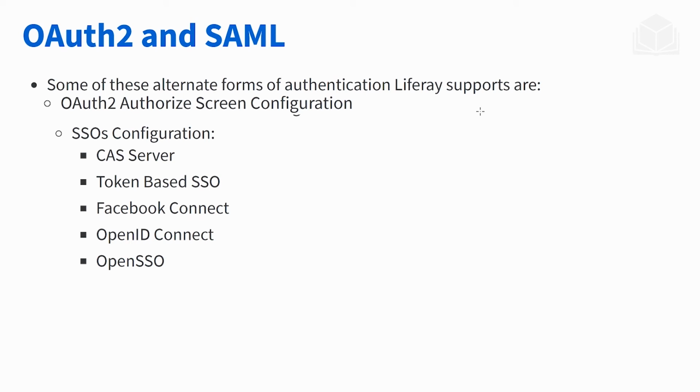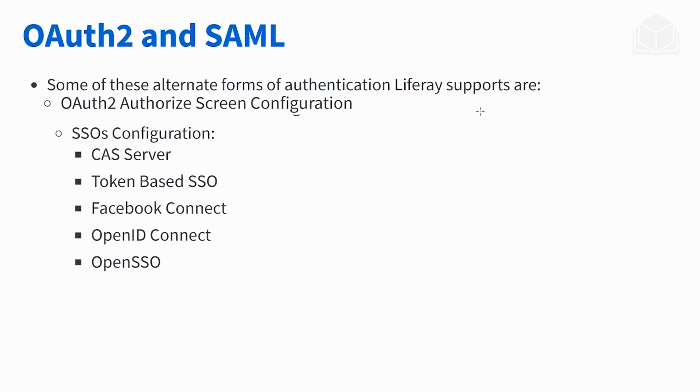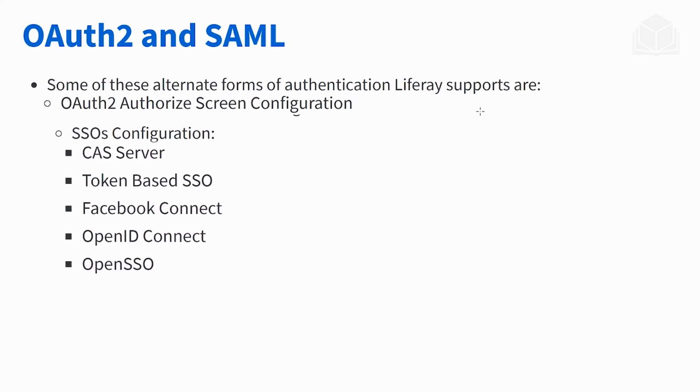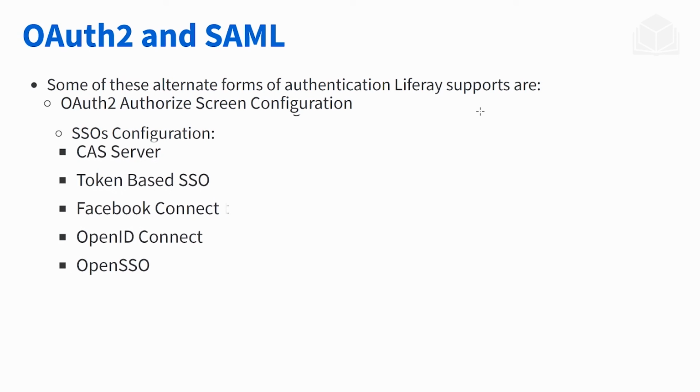So once more, we have LDAP, but we also have OAuth 2 and SAML. And here are just several of the SSO configurations that we have as well. So remember, there's OAuth 2, SAML, and single sign-on. And for single sign-on, we have the following options: CAS server, token-based SSO, Facebook Connect, OpenID Connect, and OpenSSO.